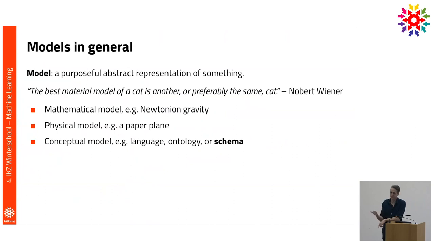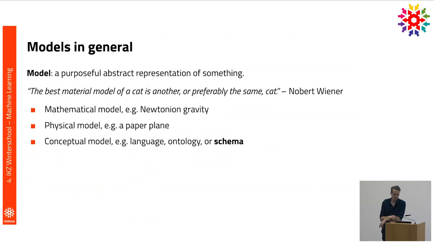First of all, there is something that you want to model. And then there's purposeful and abstract. Abstract in the sense that typically when you model something, you're not interested in the exact copy. You want to leave something out. There's something that you're not covering in your model. And purposeful is that the something that you model is selected in a way that it fulfills a certain application.